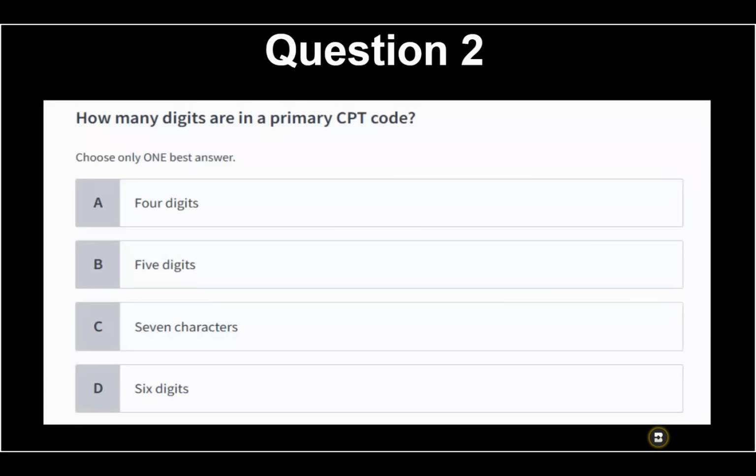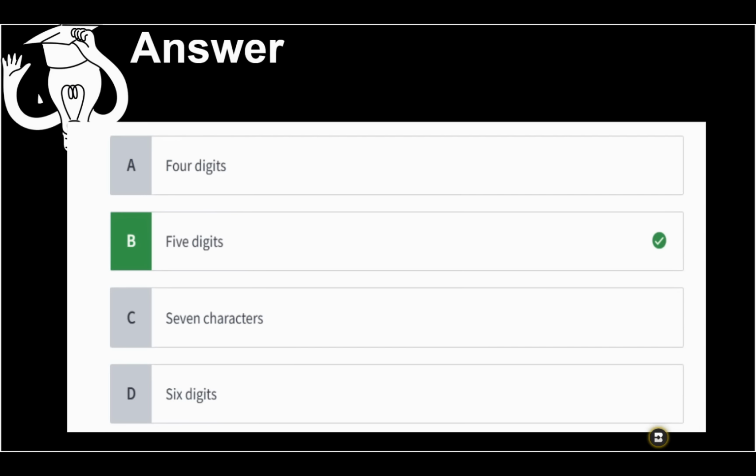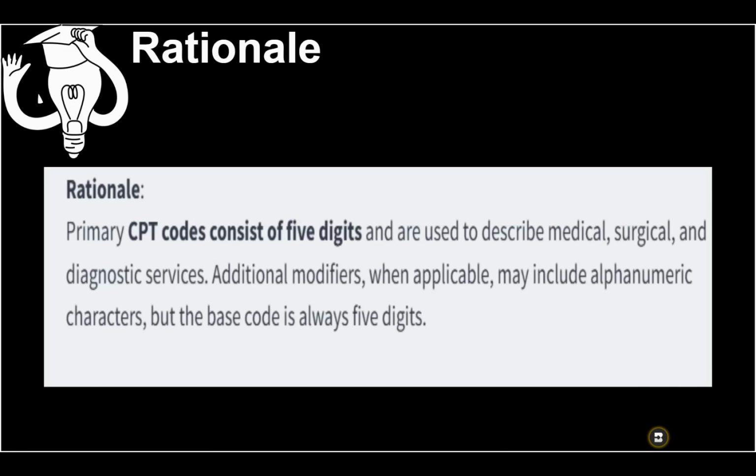Question 2. How many digits are in a primary CPT code? A, 4 digits, B, 5 digits, C, 7 characters, or D, 6 digits. If you said B, 5 digits, then you are correct. The primary CPT codes consist of 5 digits and are used to describe medical, surgical, and diagnostic services. Now, additional modifiers can be used when applicable. They can include alphanumeric characters, but the base code will always be 5 digits.